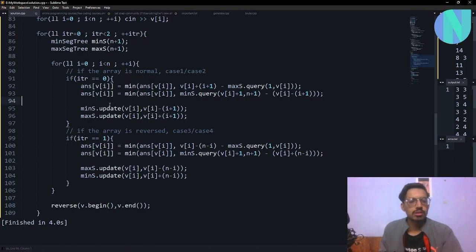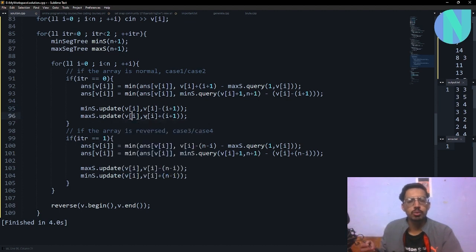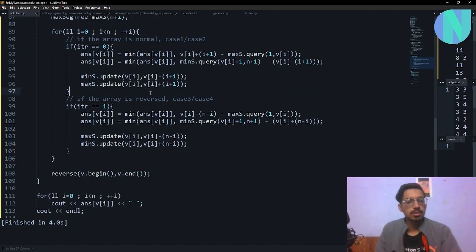So after you're done with this, update your minimum segment tree and maximum segment tree. At the position vi, you will put vi minus i plus 1, and in the maximum segment tree at position vi, you will put vi plus i plus 1. And in the second case, we'll compute when your array is reversed. That is, we will compute case 3 and case 4.